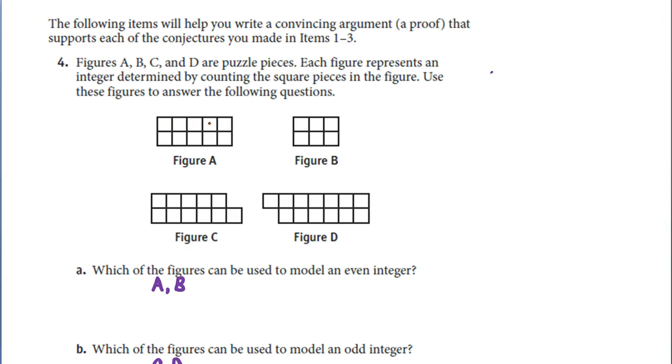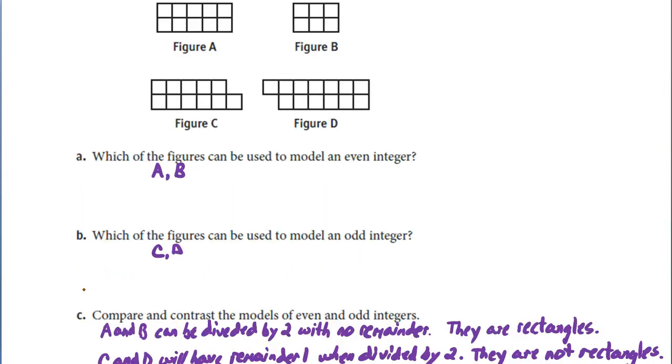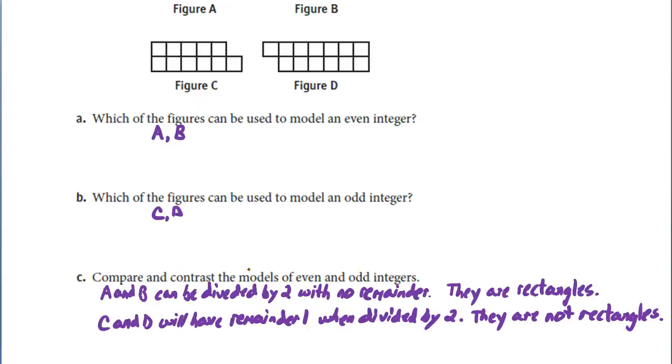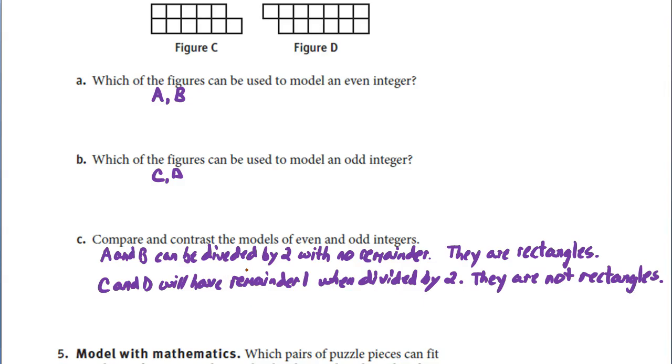So this puzzle piece is representing the even number 10 because there are 10 squares. This is the even number 6. This here is the number 11. And this one here is the number 1, 2, 3, 4, 5, 6, 7, 8, 9, 10, 11, 12, plus the odd man out. That's the number 13. Question A, which of the figures can be used to model an even integer? That would be figure A and figure B. Question B, which of the figures can be used to model an odd integer? That's C and D.